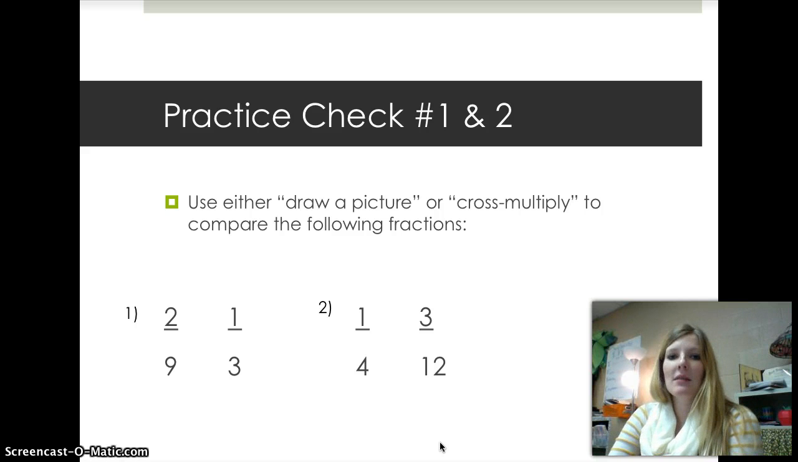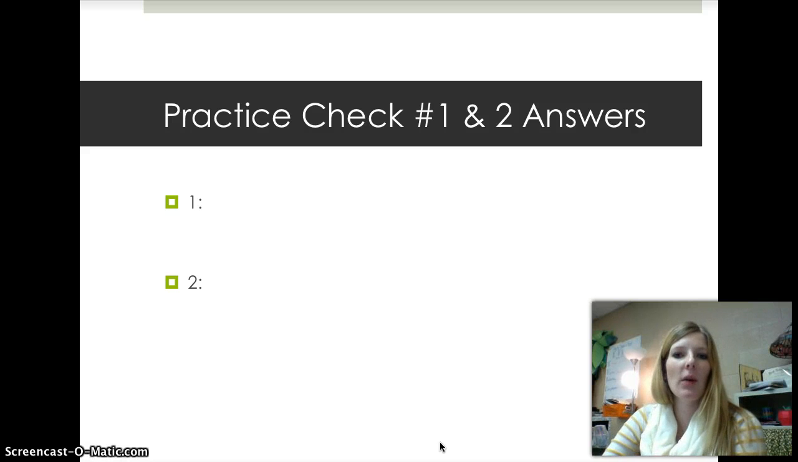If you're not ready yet, pause it because I'm going to go on to the answers. Practice check 1 and 2. Your answers are for number 1, less than. That first fraction was less than the second. And then the number 2 was a little tricky. They were equal. Hopefully you found out that they were the same, equal to.